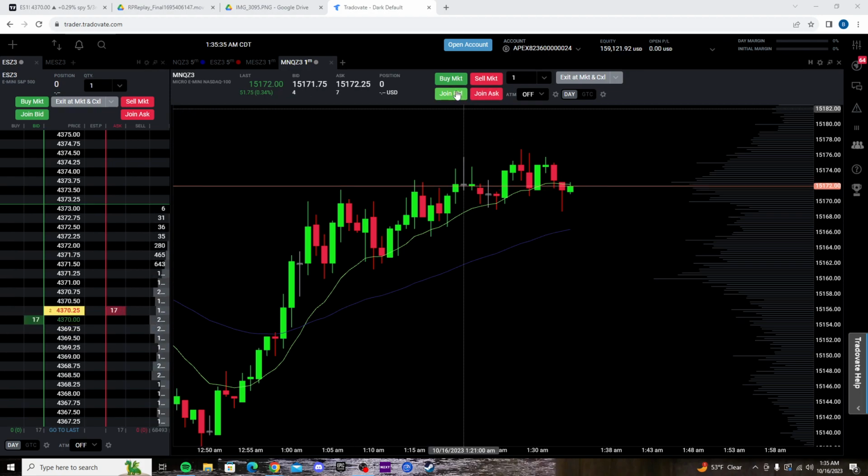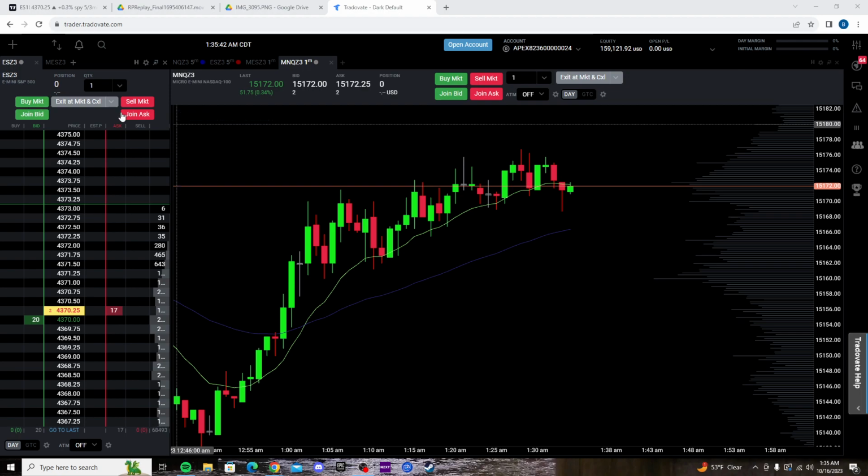Normally on most brokers, there are two buttons. They'll look something like this where my mouse is, or something like this. You'll see a buy market and a sell market. On almost every single broker, there will be a buy market or a sell market. Now, these are different from limit orders.